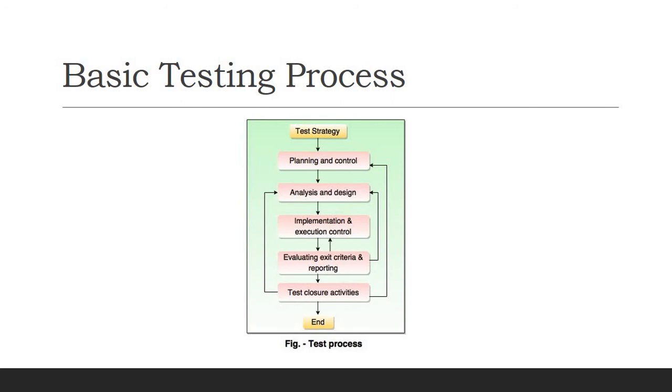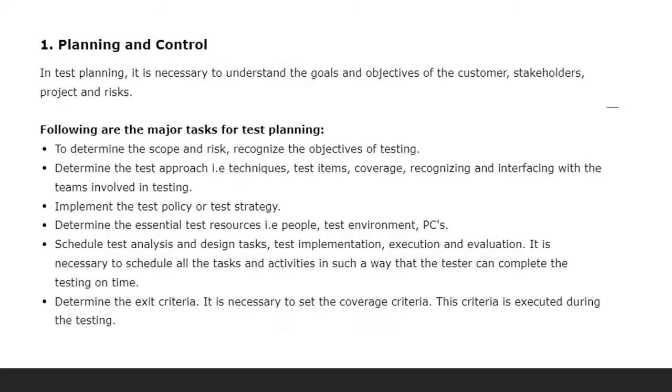This is something we as software developers, or quality assurance engineers, need to do: we need to follow a basic testing process. सबसे पहले हमें क्या करना होगा, एक टेस्टिंग स्ट्रेटजी बनानी होगी. उसमें क्या क्या आता है? वी हैव प्लानिंग एंड कंट्रोल, देन एनालिसिस एंड डिज़ाइन, इम्प्लीमेंटेशन एंड एग्जीक्यूशन, देन वी हैव इवैल्यूएटिंग एग्जिट क्राइटेरिया एंड देन टेस्ट क्लोजर एक्टिविटीज़. सो वी क्विकली गो थ्रू इट.